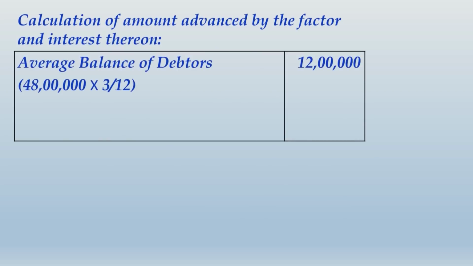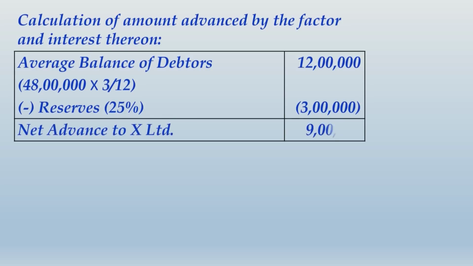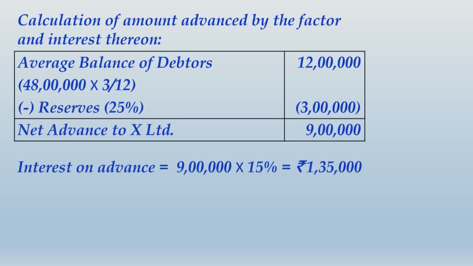First of all, average balance of debtors 48 lakhs into 3 by 12, that will be rupees 12 lakhs, and the factor is maintaining a reserve of 25%. Indirectly we would say that the amount to be advanced will be 75% of average debtors balance, and that will be 9 lakhs. The rate of interest is 15% per annum. So annually the interest will be rupees 1,35,000. One thing you should note is that this is the overall annual interest calculation. So you may pause the video if you want to note down these calculations, and if you have written this already, let us move ahead.